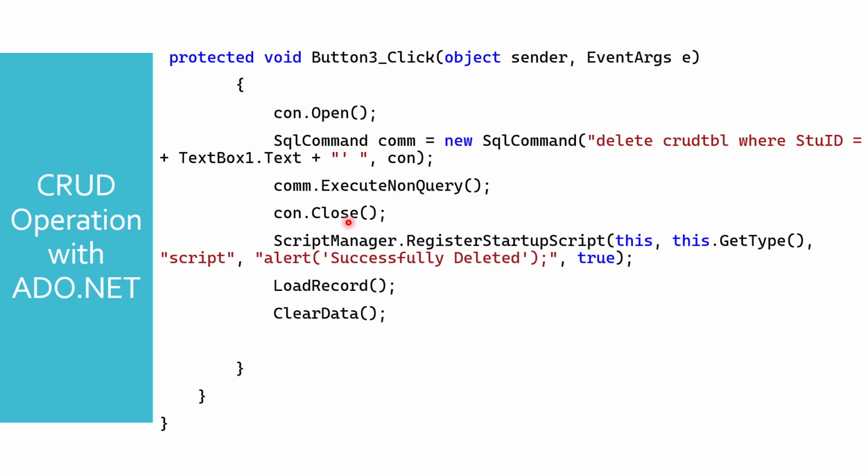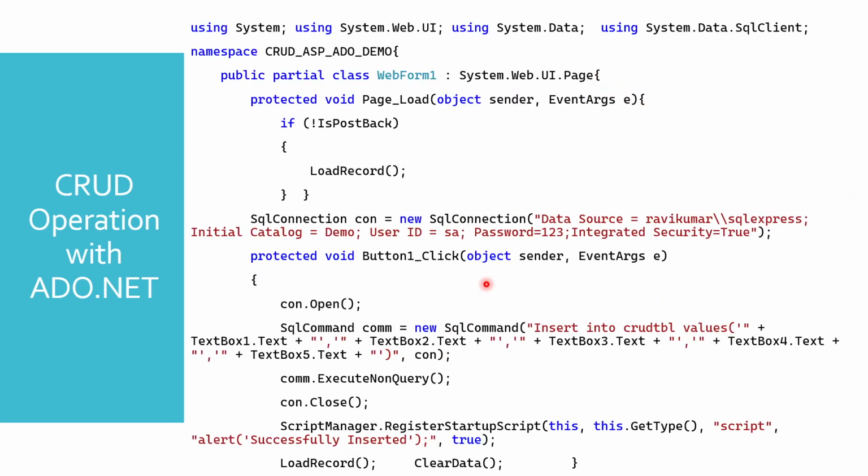And the third button is for delete. I'm deleting using the student ID. So delete table name where student ID equal to textbox1. Whatever value I enter in textbox1, that record should get deleted. Fine. And again, executing the query, closing the connection, calling the methods, and printing the successful message. That's it. So this is what I have done.